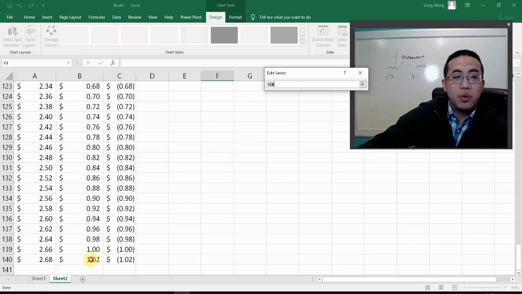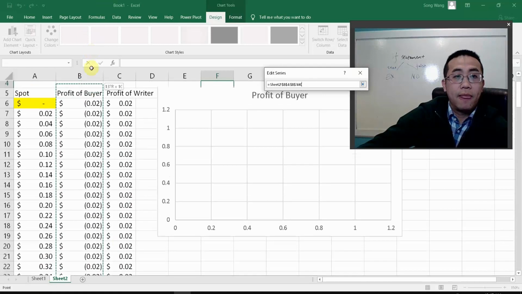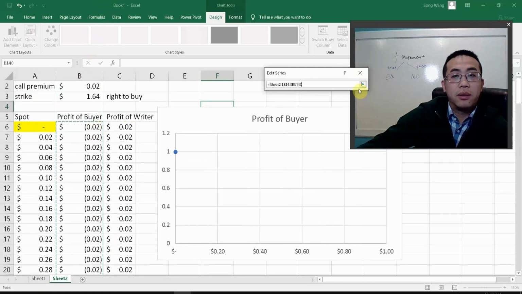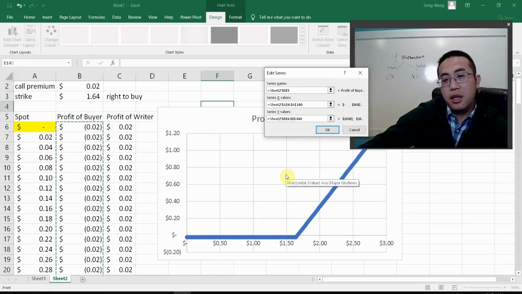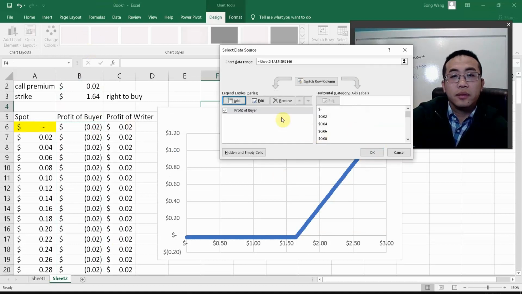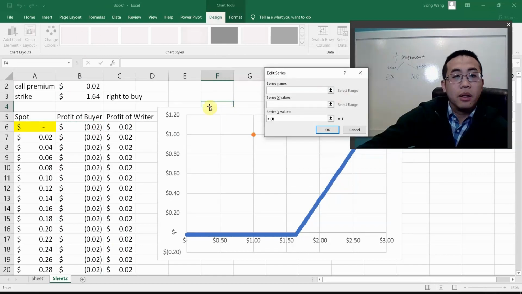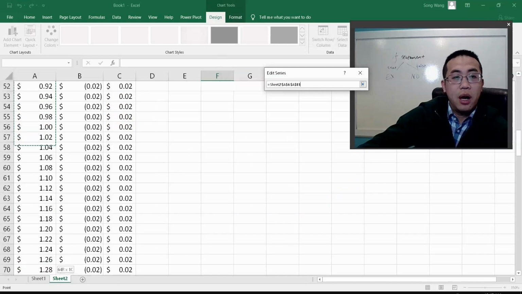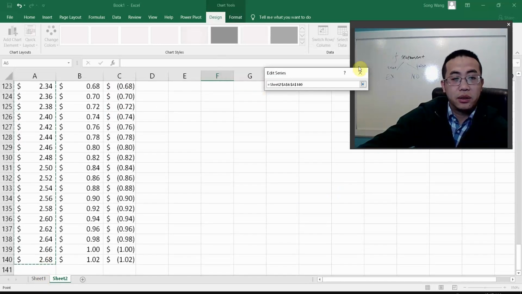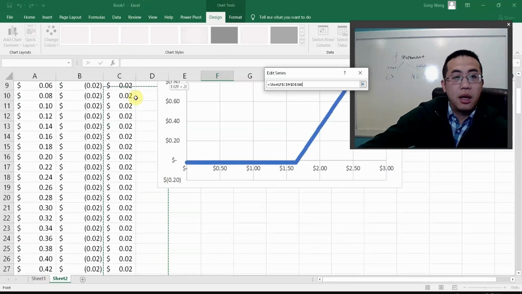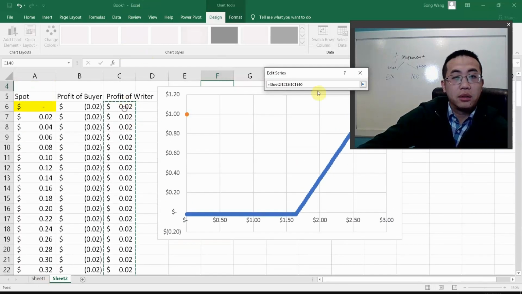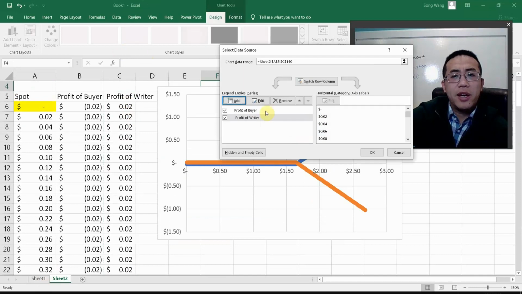The Y values would be the profit of the buyer. So that's the curve. Okay, this is a curve. All right, then I add another series. This is called profit for option writers. The X value will be all the spot rates here. And the Y values will be all the profit there. Okay, so this is my chart.